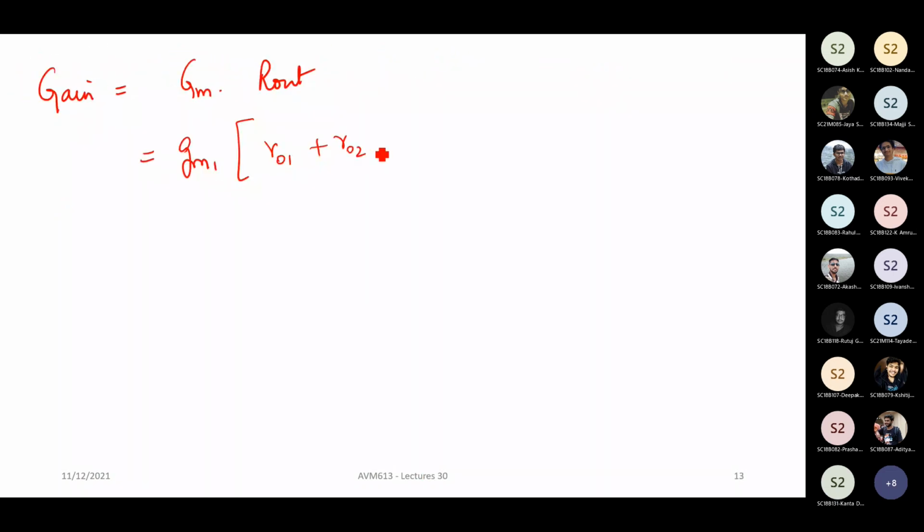So R01 plus R02 plus GM2 times (1 plus A) multiplied by R01, R02 in parallel, with the same kind of thing in the top section. So this is how your gain increases. You can see that the output impedance increases approximately by a factor of A, which is the gain of your auxiliary amplifier, right?